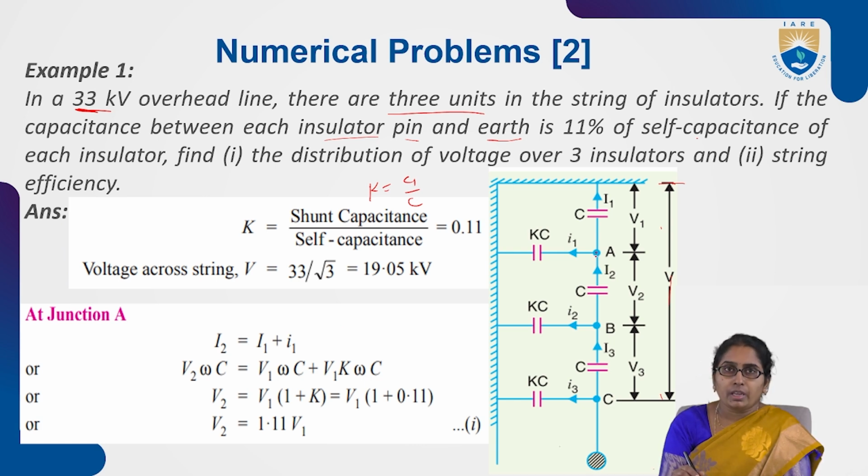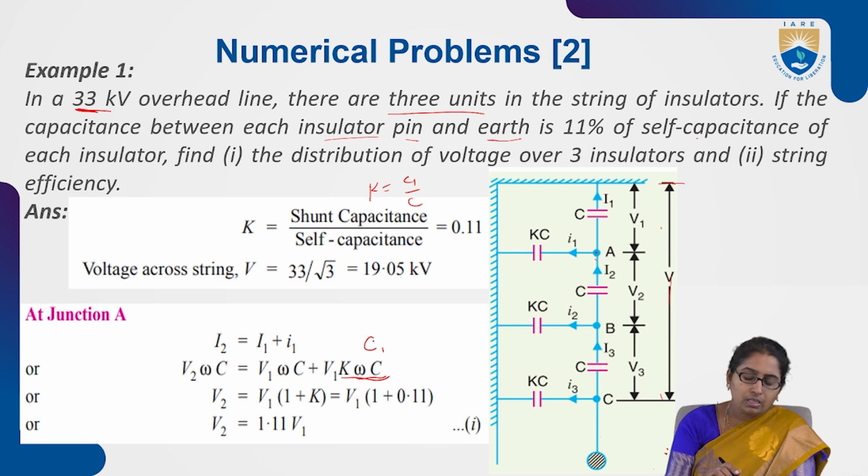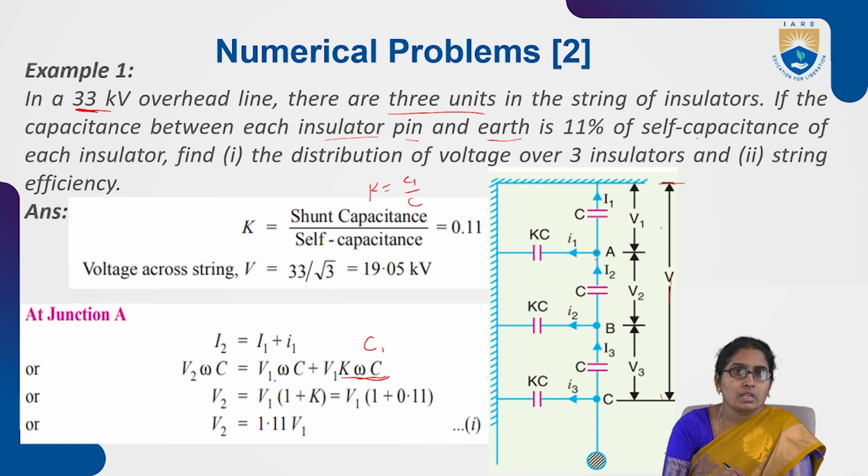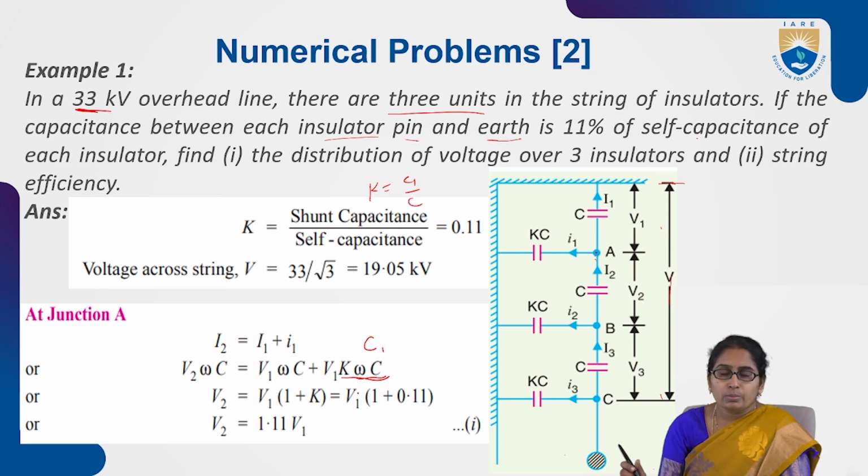Now at junction A, apply KCL. So capital I2 is equal to capital I1 plus small i1. So V2 omega C is equal to V1 omega C plus V1 K omega C. This is nothing but C1, so they have directly written it in terms of K and C. Now cancel omega C on both sides. V2 is equal to V1 into 1 plus K, where K is 0.11. So V2 is 1.11 V1.